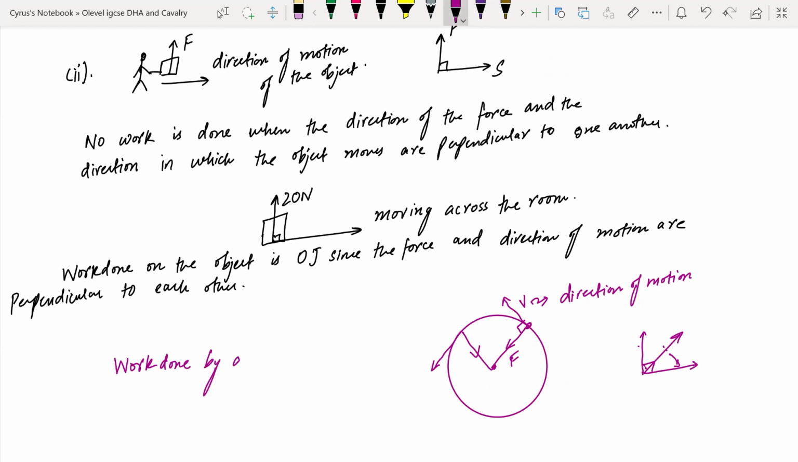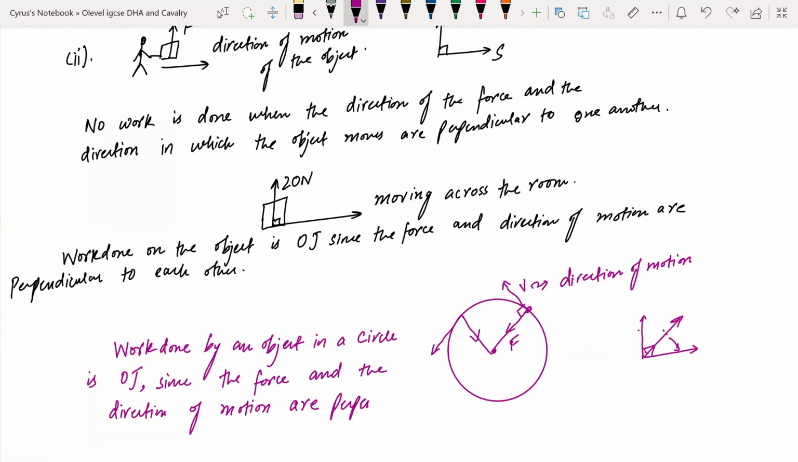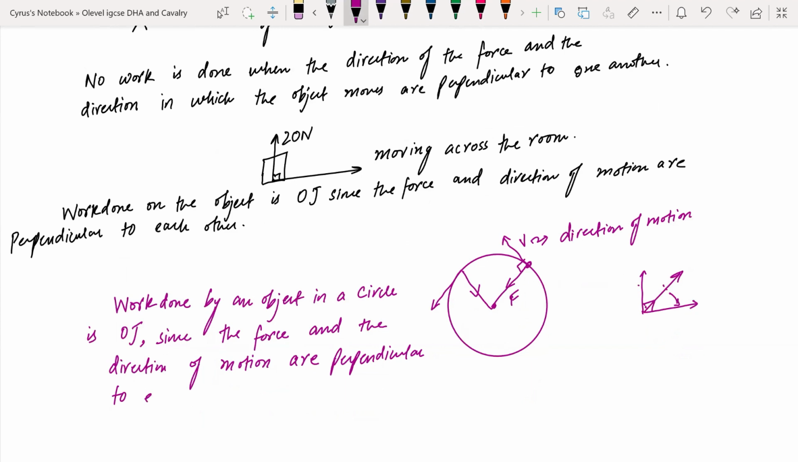So the work done by an object in a circle is 0 joule. The work done by an object in a circle is 0 joule, since the force and the direction of motion are perpendicular to each other. Remember that, okay? If the force is here towards the center, the direction of motion, which is the velocity, is perpendicular to the force. Let's talk about energy now.